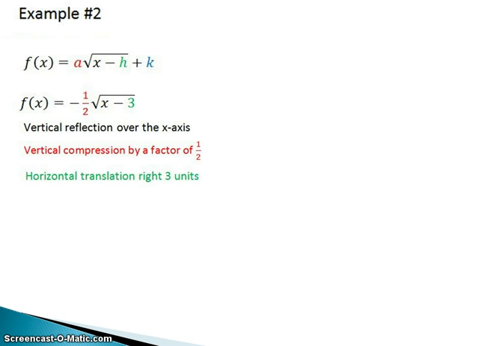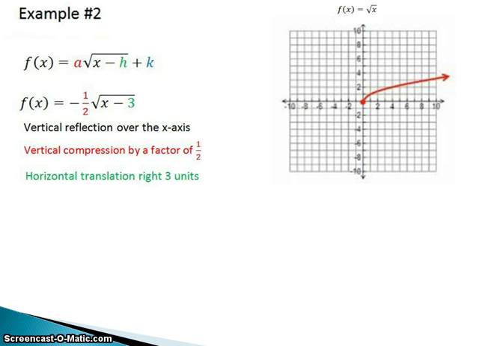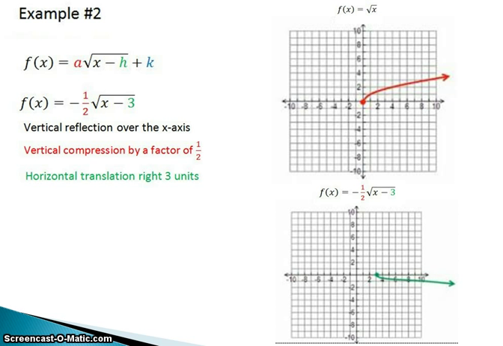And finally, h is 3. So we have a horizontal translation to the right 3. Now again, here is our parent function with its origin at 0, 0. Here's what the transformed graph looks like.